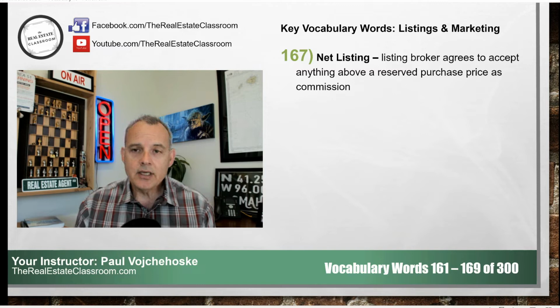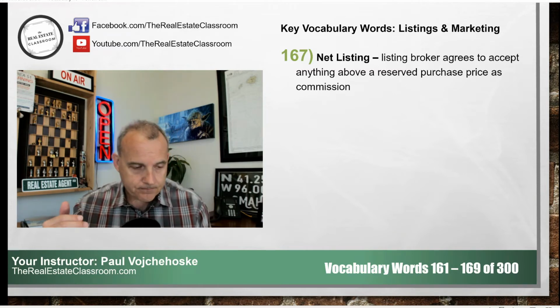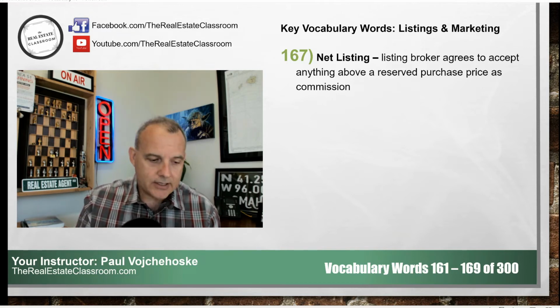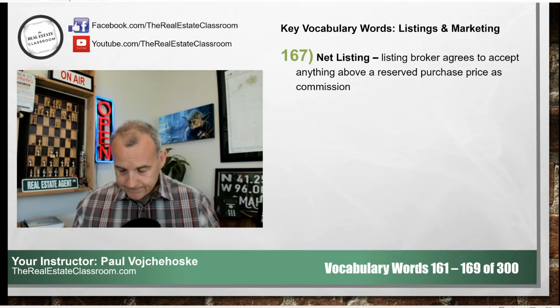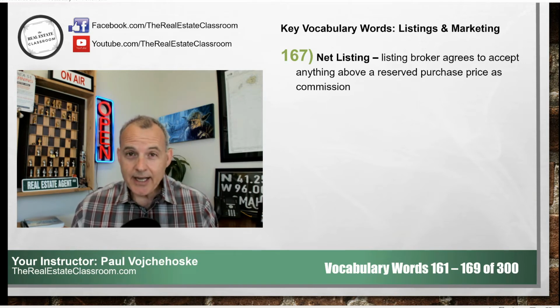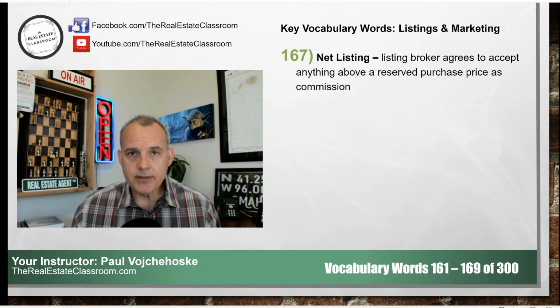So a net listing is where the broker agrees to accept a commission of anything above a reserved purchase price as the commission. So let's say that the seller calls Company A and says, I want to sell my house. I need to net $100,000. Anything above and beyond that is your commission.